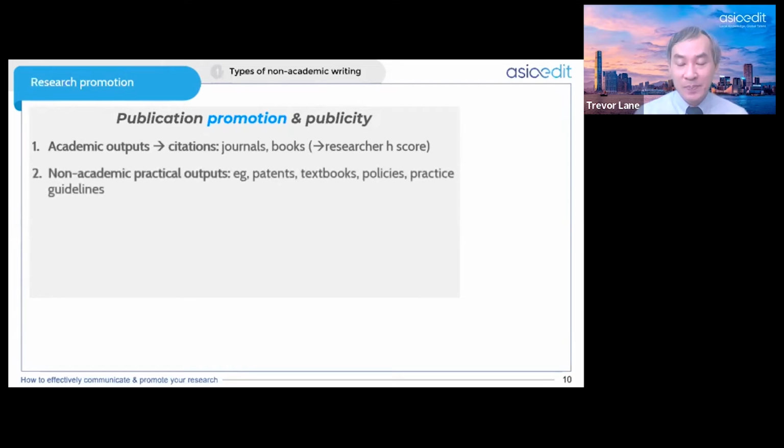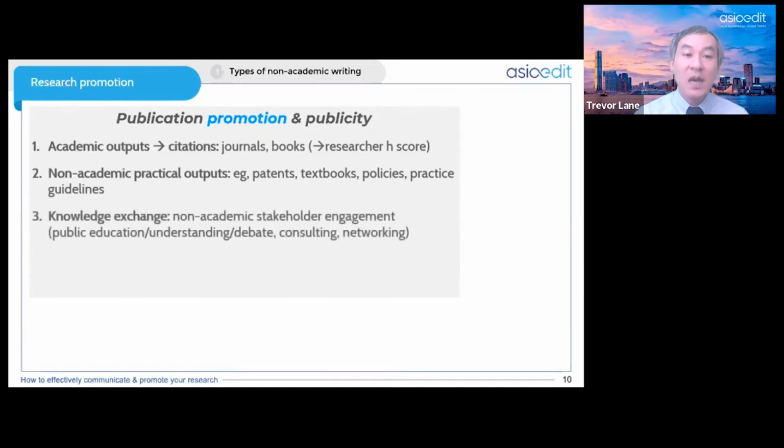We need non-academic usage. So try to get patents, get your work in textbooks, policies, practice guidelines, get it out into the world and actually used, and meet with your stakeholders, with your audiences. You need two-way engagement, and sometimes it's even just to help the public understand research, understand science, so good relations with the society, and get consultations with industry, new funders, network, get new collaborators. So you have to be more active after publication.